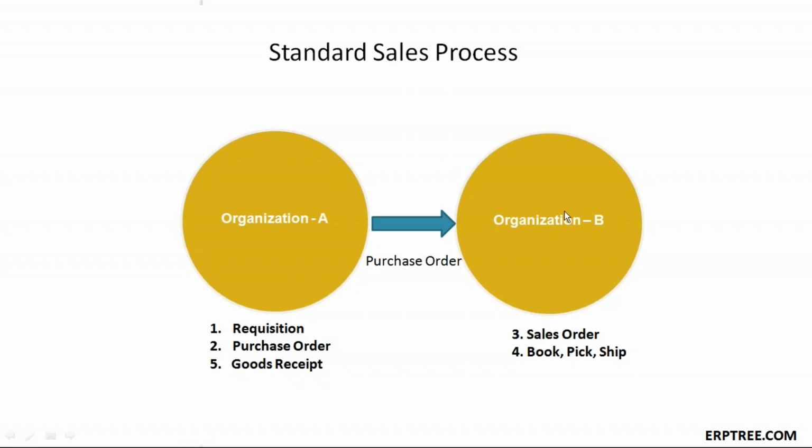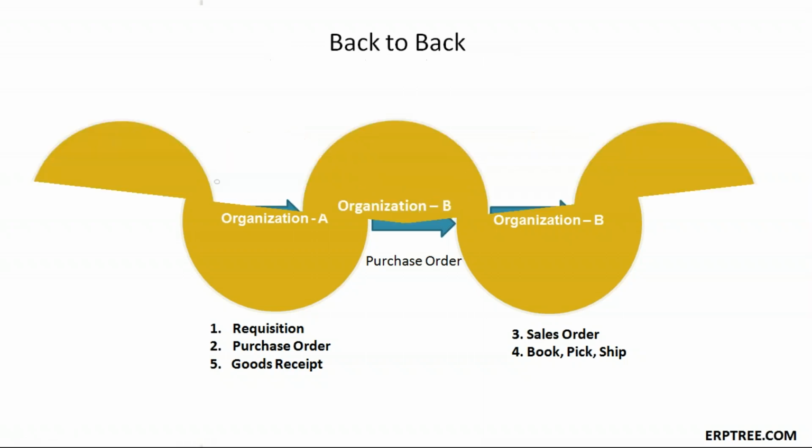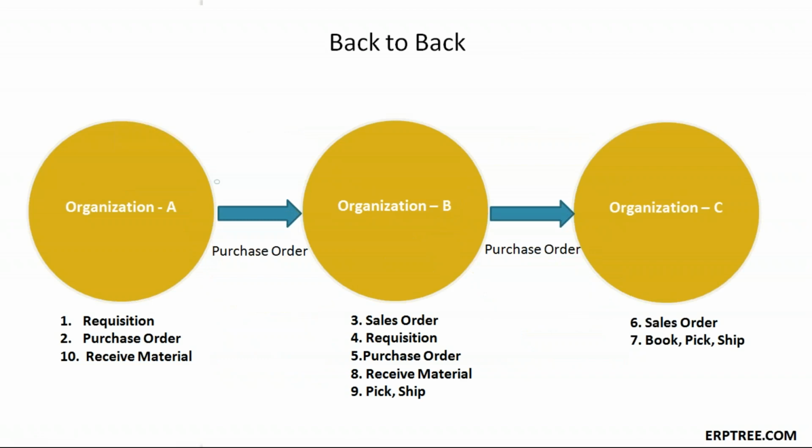So that means here organization B is maintaining the stock. If organization B is not going to maintain the stock, but still wants to fulfill their customer demand, what sort of process does organization B follow? We'll look into this slide. The same we call a back-to-back order.